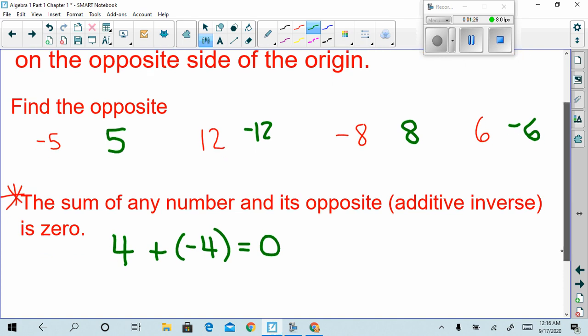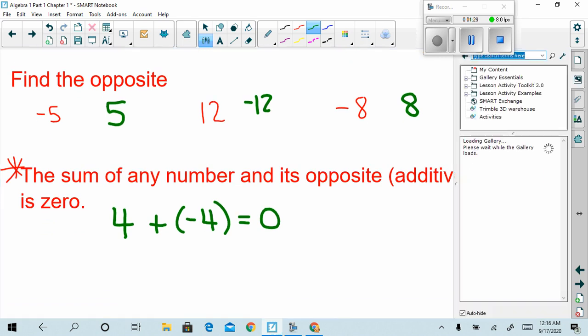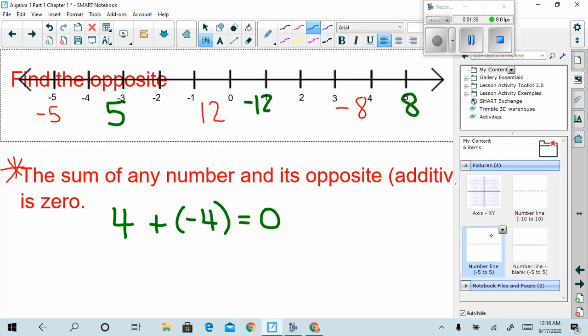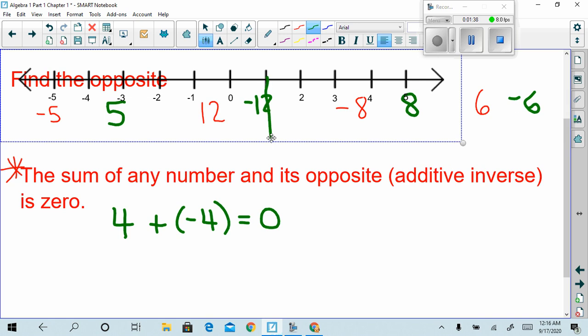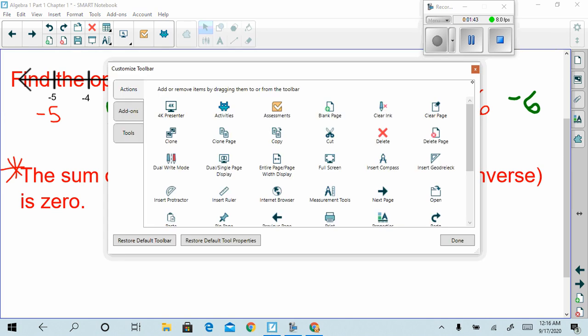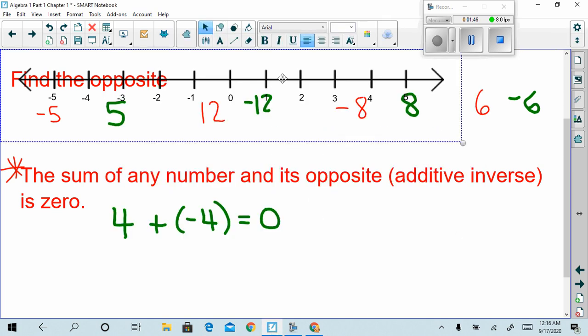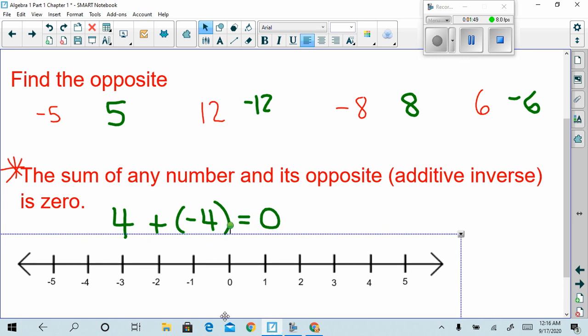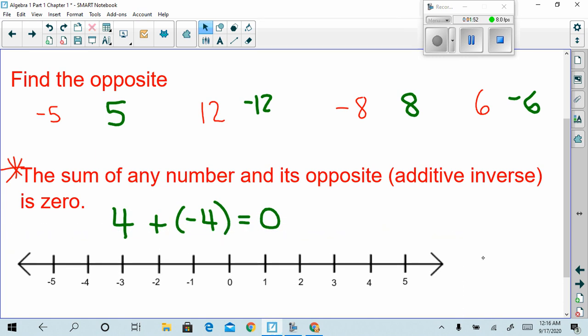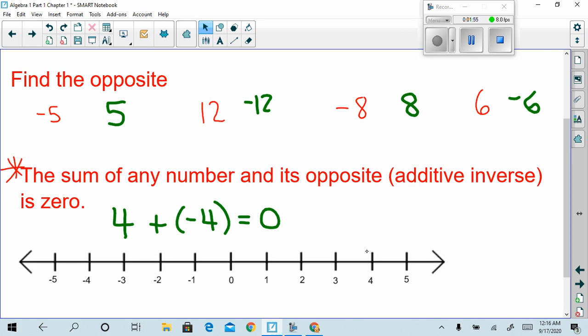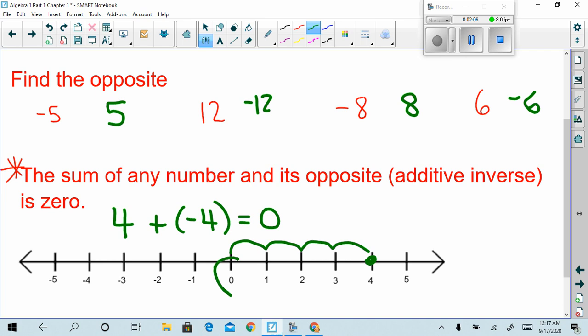I'm going to show you on a number line. Let's see if I can pull one up here to show you. Here we go. All right. If I start here at 4, and I'm going to add a negative 4, which means I'm going back 4 spaces. 1, 2, 3, 4. I end up at 0.